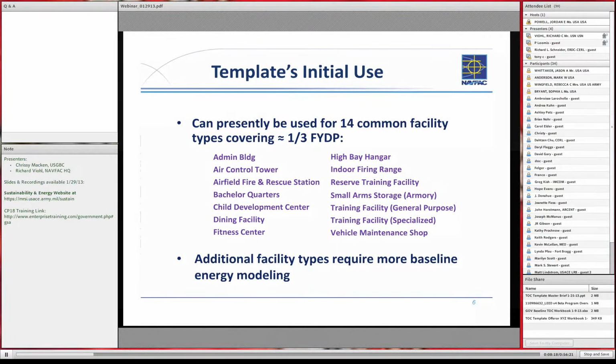The reason it's limited is because we have actually modeled the energy for each of these 14 facilities in every climate zone, and for a large building and a small building in each of those climate zones for each of those facility types, so that all that energy modeling information is actually in the template. So when you choose one of these facility types for, say, the bachelor quarters, all that information is pre-populated for either a small or large facility. So when you put in the size of your facility, this template will come up with a baseline energy analysis. Same for sustainment. It's been modeled for each of these types.